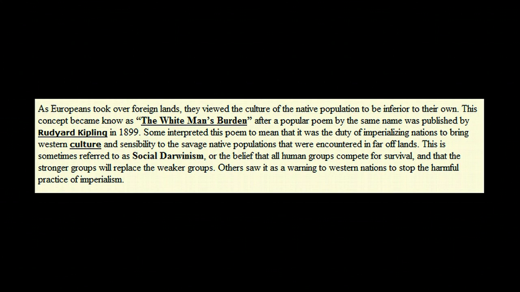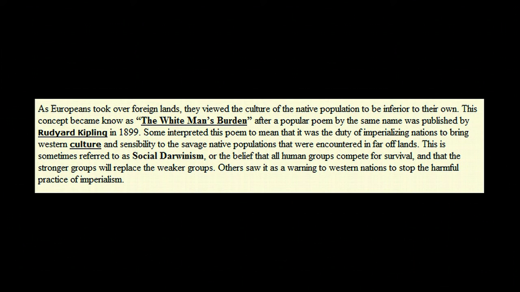This is sometimes referred to as social Darwinism, or the belief that all human groups compete for survival, and that the stronger groups will replace the weaker groups. Others saw it as a warning to Western nations to stop the harmful practice of imperialism.